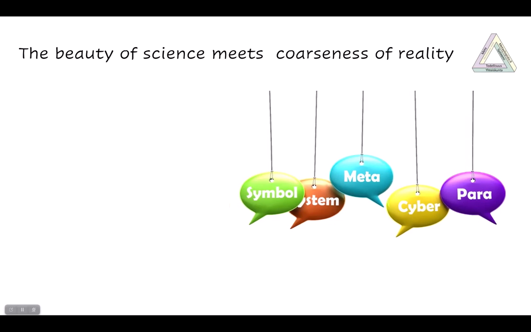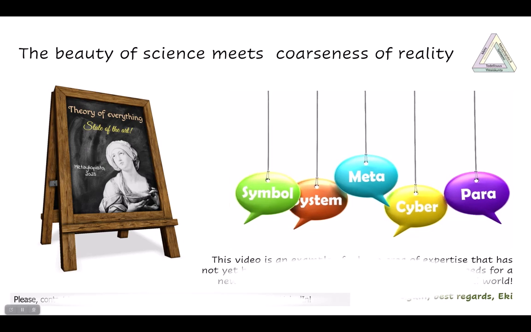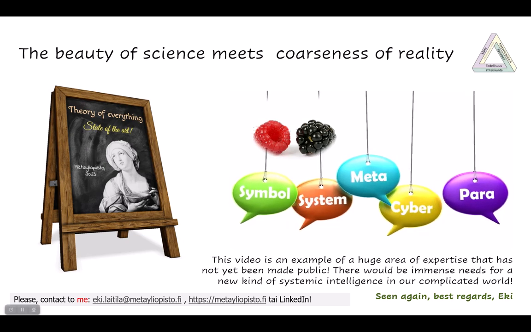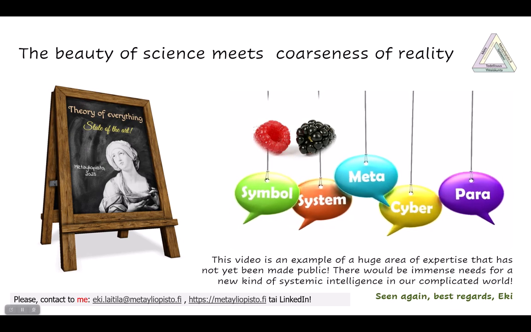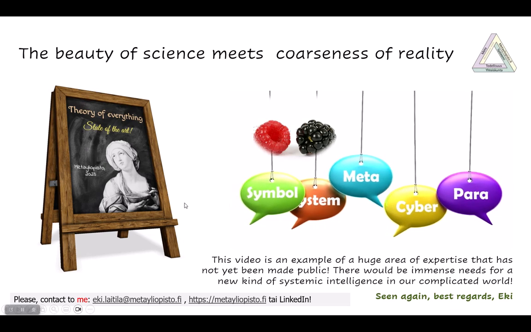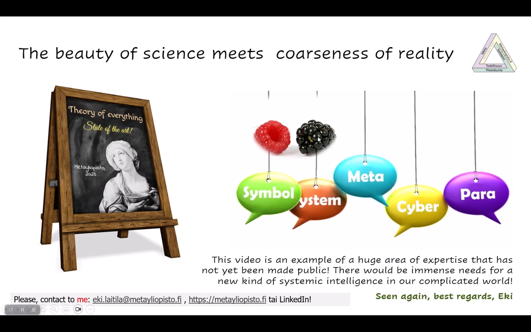And this is finally the last one. The conclusion. This video is an example of expertise that has not been made public yet. There will be immense needs for a new kind of system intelligence in our complicated world. And those symbols, the symbol system, meta, cyber, and para, are forming a new kind of language with its prefixes and postfixes and infixes. The cyber symbol is red and the system symbol is black.